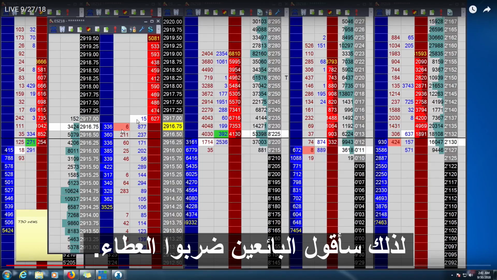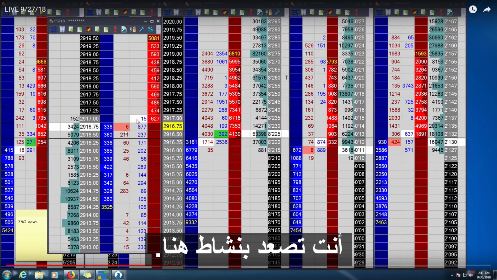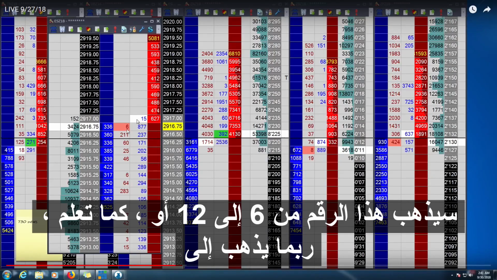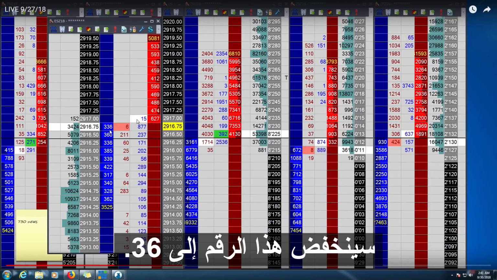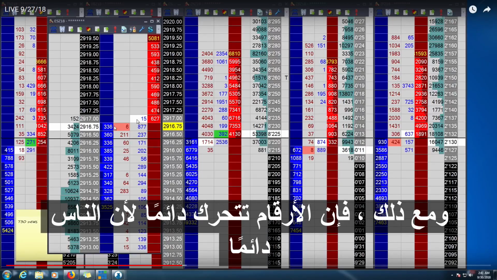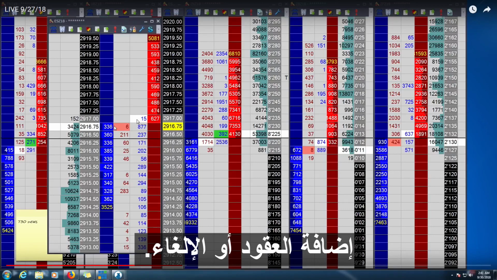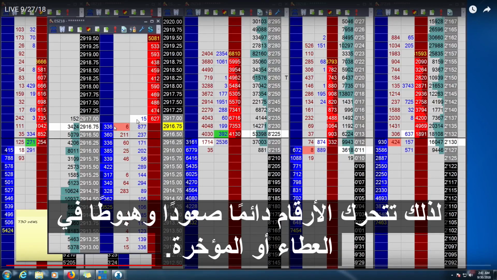So I'll say the seller's hitting the bid. That means their market orders are actively going up right here. This number will go from 6 to 12, or maybe it'll go to 300, and then 300 of this gets bought up. This number will drop down to 36. However, the numbers are always moving because people are always adding contracts or canceling.